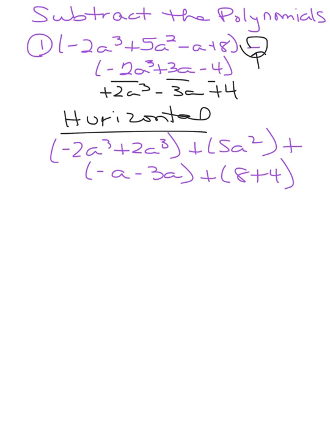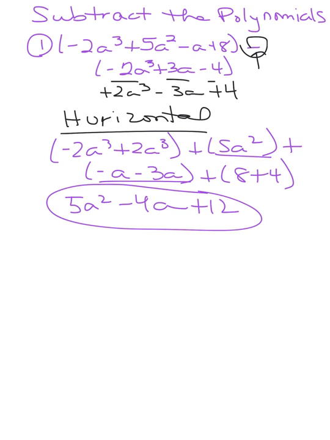Now I can combine my like terms, so I have negative 2a to the 3rd plus 2a to the 3rd, which gives me 0, so I don't need to write anything. And then I have 5a to the 2nd, right there. And then my negative a minus 3a gives me minus 4a. And then my constants 8 plus 4 gives me 12. So there's my final answer right there.